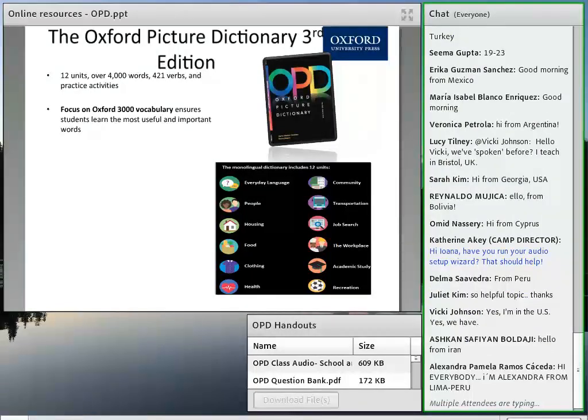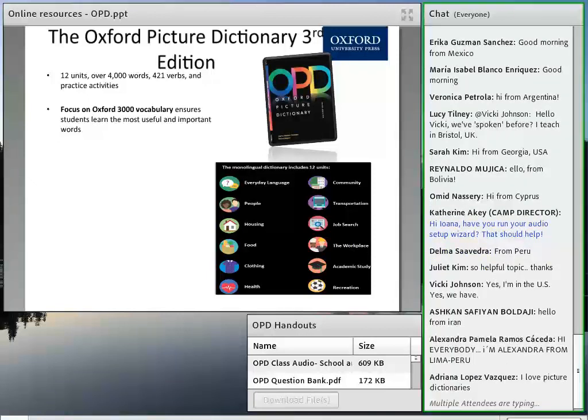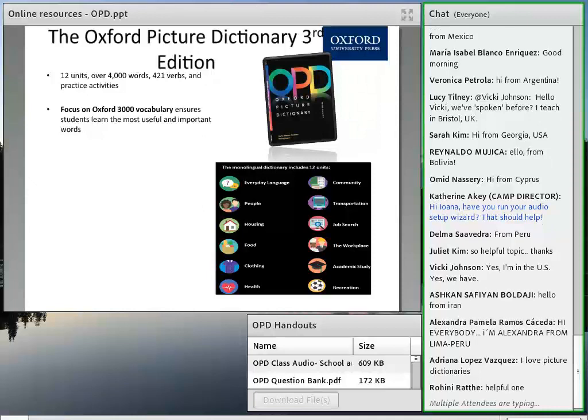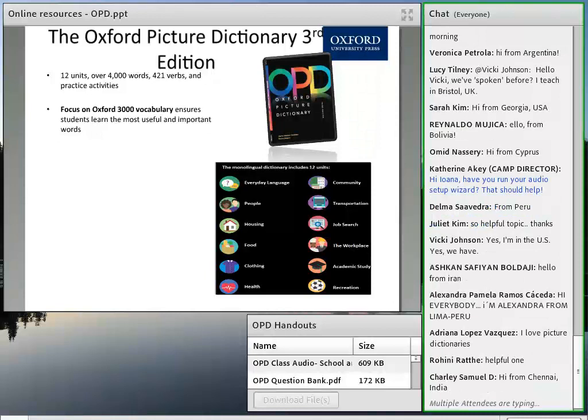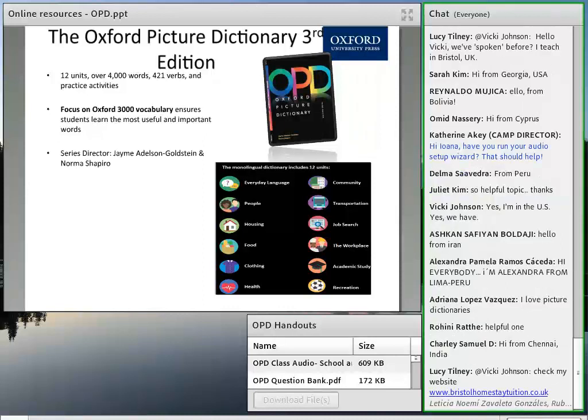The Oxford 3000 is a corpus of 3,000 keywords which have been carefully selected by a group of language experts and experienced teachers as the words which should receive priority in vocabulary teaching because of their importance and usefulness.